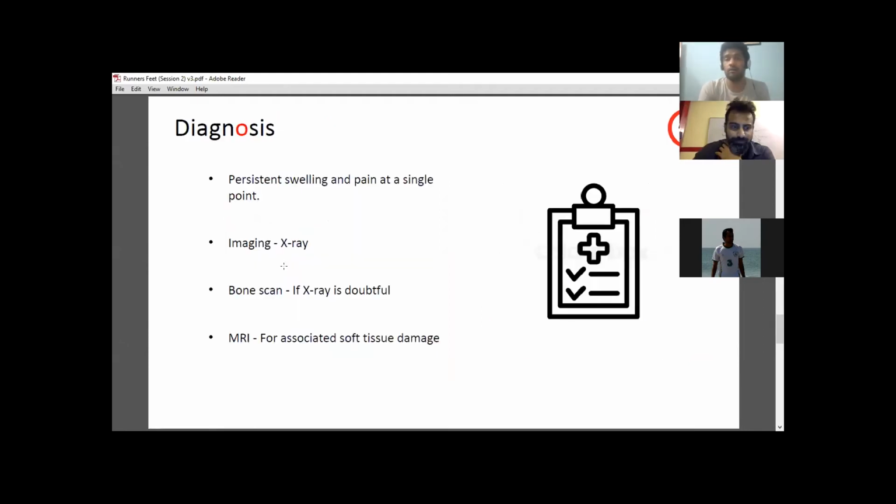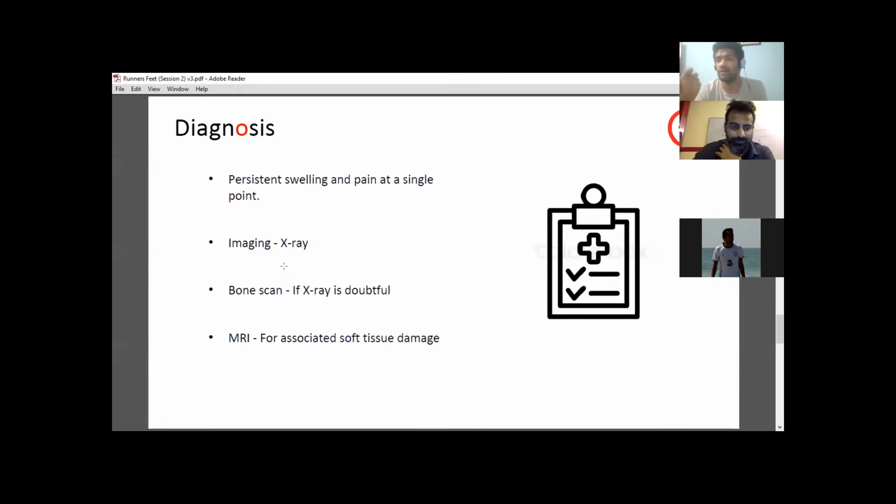How do we diagnose a stress reaction or stress fracture? Typically, clinically, they have persistent pain and swelling at a single point, and a simple tap also makes them scream in pain, and that's how you can figure it out on the bony part. Or you have to do an X-ray to determine the degree of the injury. If you suspect a stress fracture, you have to do an X-ray to figure out what kind of fracture, or at least to rule out a fracture if it's just an ankle ligament injury.